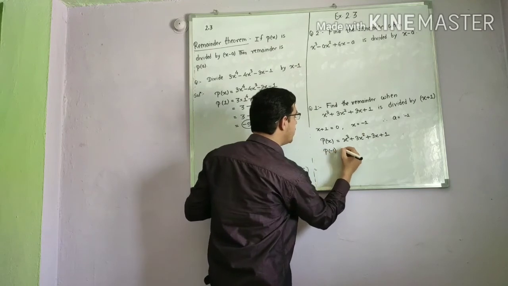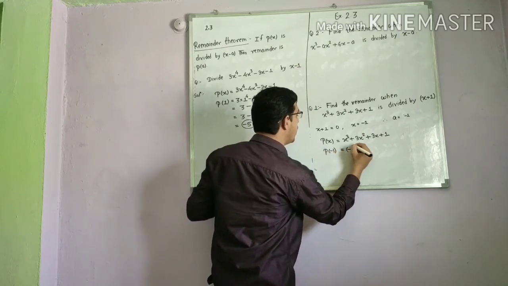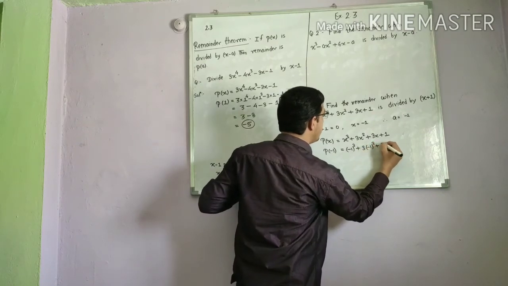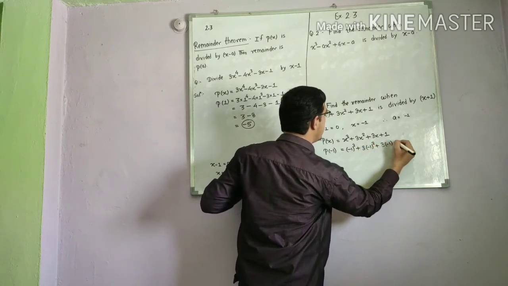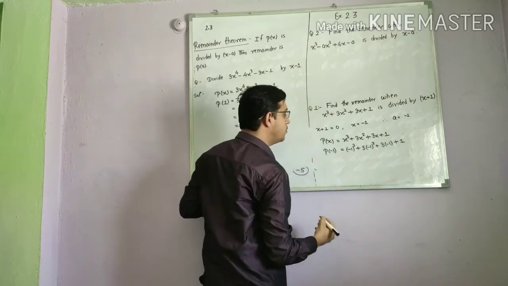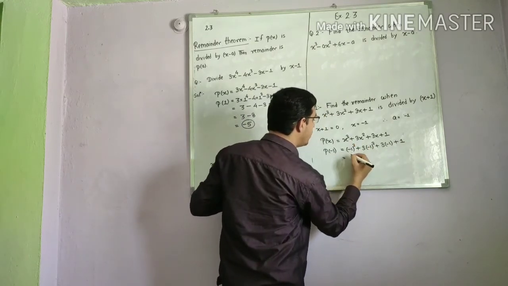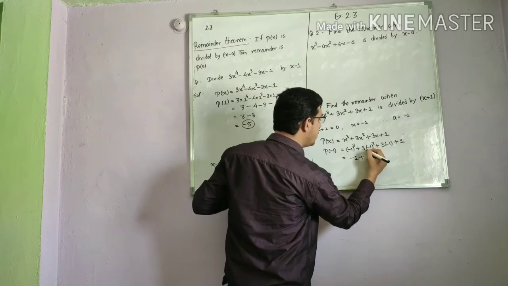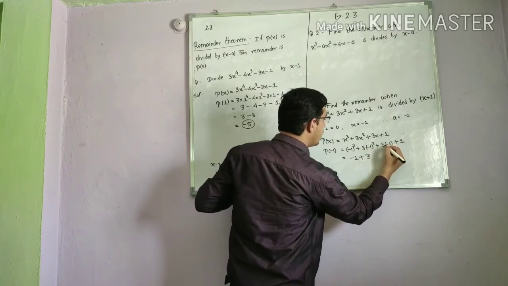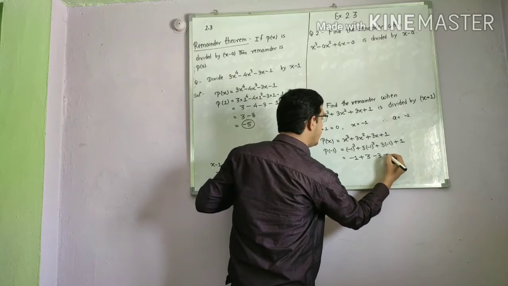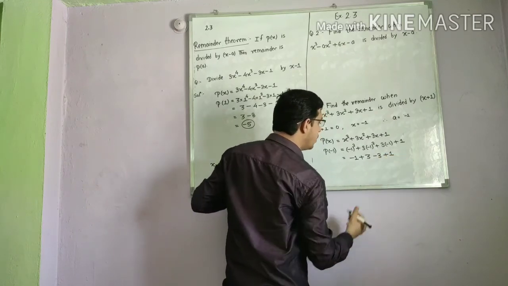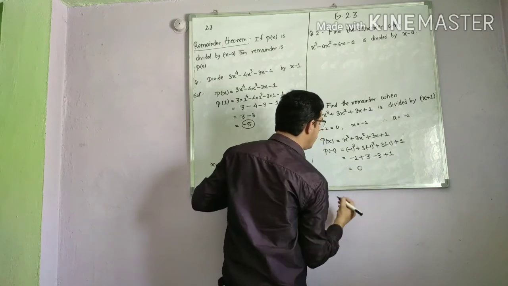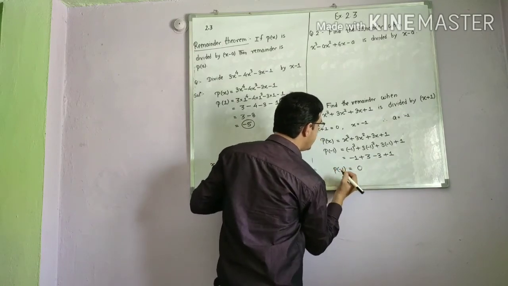So p of minus 1 will be minus 1 cube plus 3 into minus 1 square plus 3 into minus 1 plus 1. Minus 1 cube is minus 1. This is plus 1 into 3, plus 3 minus 3, plus 1. So 3 minus 3 will be 0, minus 1 plus 1 will be 0. So our remainder will be 0.